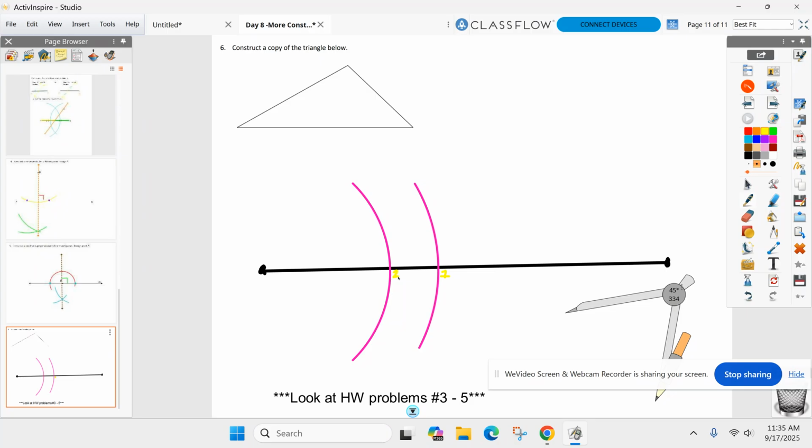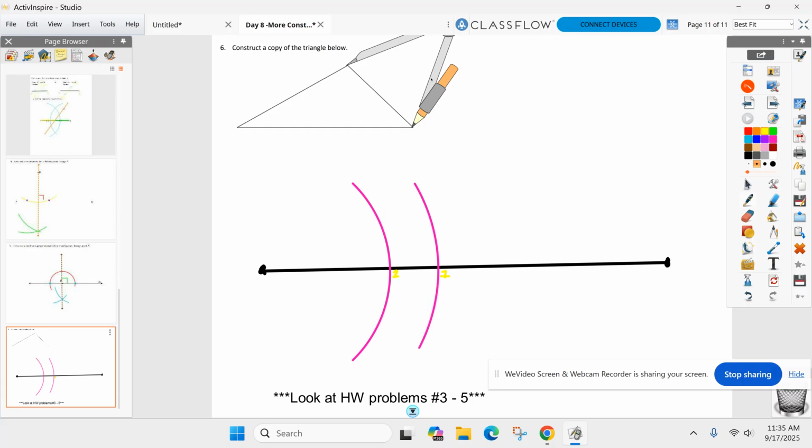Measure the third side. Do not copy it. Just measure it with your compass. Open up your compass to the length of the third and final side of this triangle. Do not copy it onto the line segment, though. Everyone's got it measured. All right, here it is.